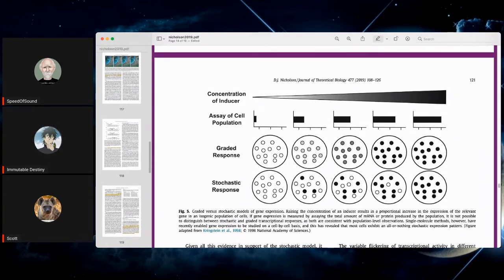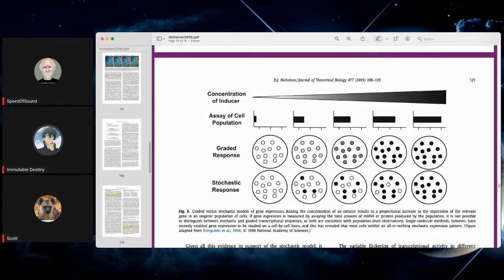The text says: graded versus stochastic models of gene expression, raising the concentration of an inducer in a proportional gene and the expression of the relevant gene in an isogenic population of cells. If gene expression is measured by assaying the total amount of mRNA or protein produced by the population, it is not possible to distinguish between stochastic and graded transcriptional responses, as both are consistent with the population level observations. Single molecule methods, however, have recently enabled gene expression to be studied on a cell-by-cell basis, and this has revealed that most of the cells exhibit an all-or-nothing stochastic expression pattern. A figure adapted from Craigstein, 1998, National Academy of Sciences.